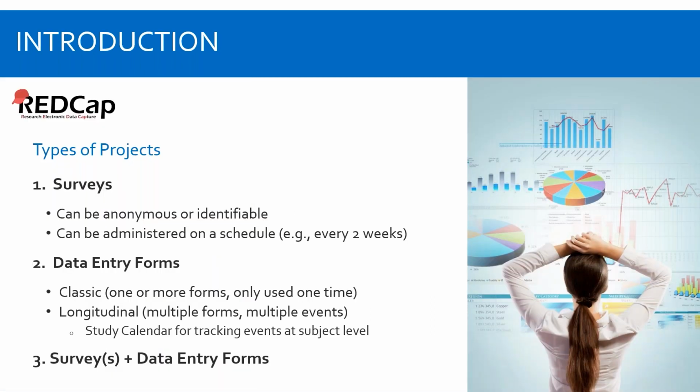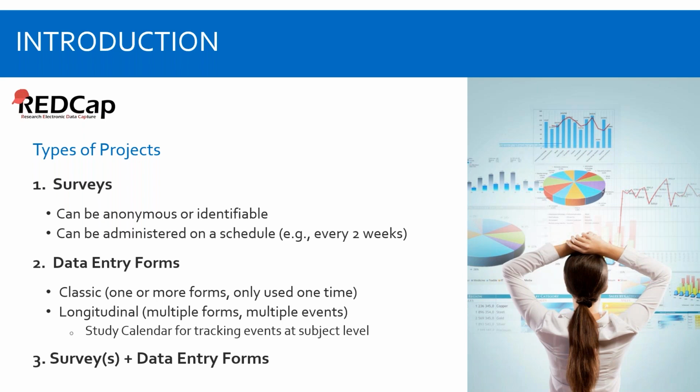You can design your project to use a number of different things. First, surveys, and they have a couple of features to note. They can be anonymous or identifiable, and I think many of you who enter data for QUIC do use the survey route, so you may be familiar with that interface. The surveys also have features where it allows you to automate them to be administered on a schedule, so maybe every month or every 2 weeks, for example.